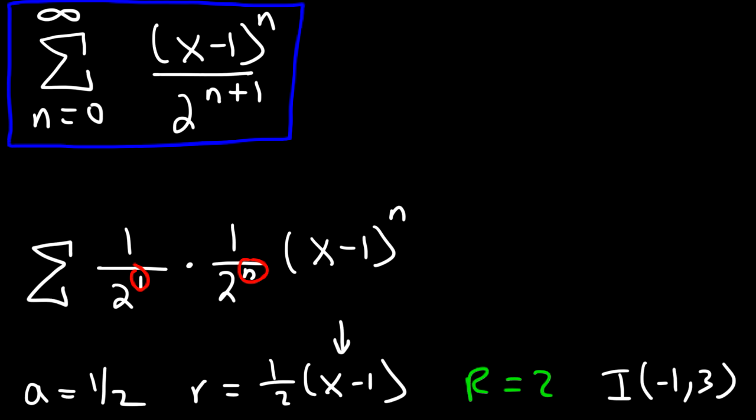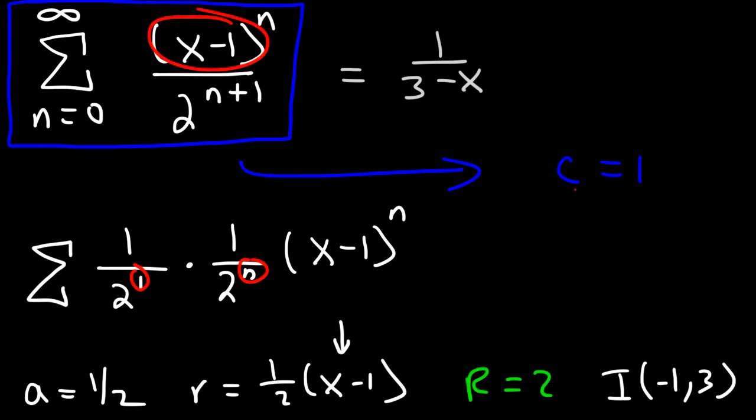So this is the series for 1 over 3 minus x, where the series is centered at 1. And you can see the x minus 1 term.